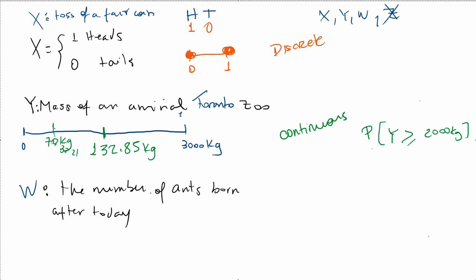Now, the last example that I want to give you is this. I am creating a random variable W that represents the number of ants born after this moment in time, after today. So this is an experiment I'm doing. I'm somehow measuring how many ants are born, and this is a probabilistic experiment, right?